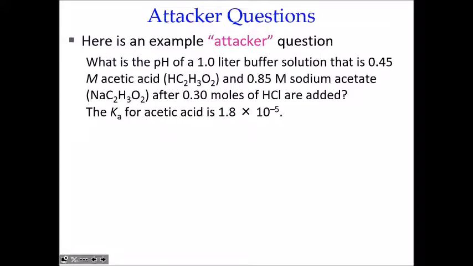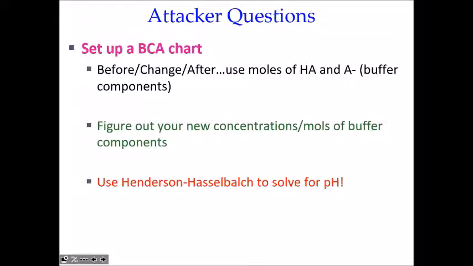All right, we're going to set up the BCA chart. We've got both things in solution, so it's a buffer. Before, change, after, we're going to use the moles of our buffer, our HA and our A minus, figure out our new concentration or moles. And we know we can use either in the Henderson-Hasselbalch equation. And that would be the last step, using the Henderson-Hasselbalch equation. So let's take a look here and set this up.